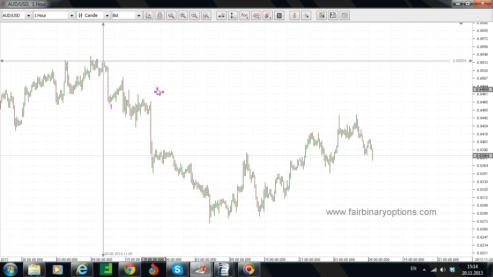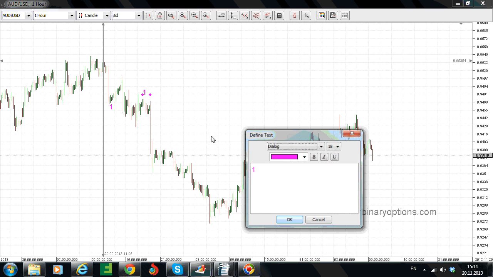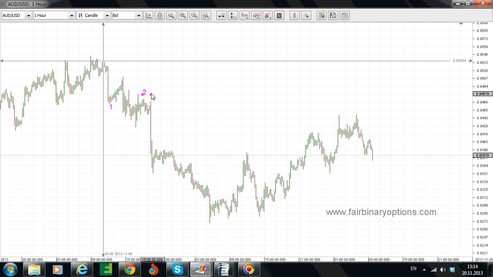So the second wave should be done with this move here or here, something like this. The second wave, it doesn't really matter. Then we have a third wave extended move that goes to the downside.